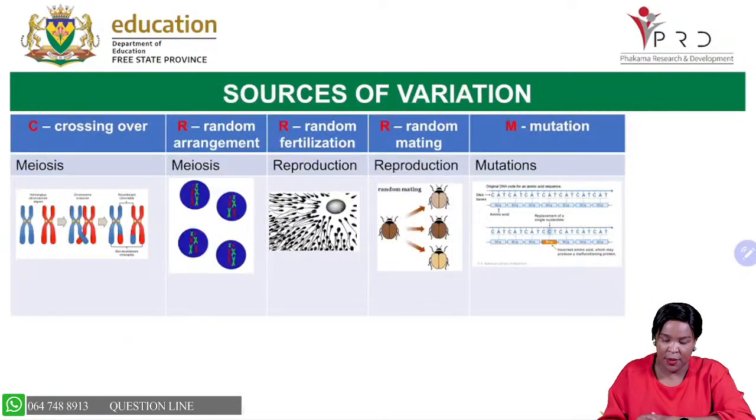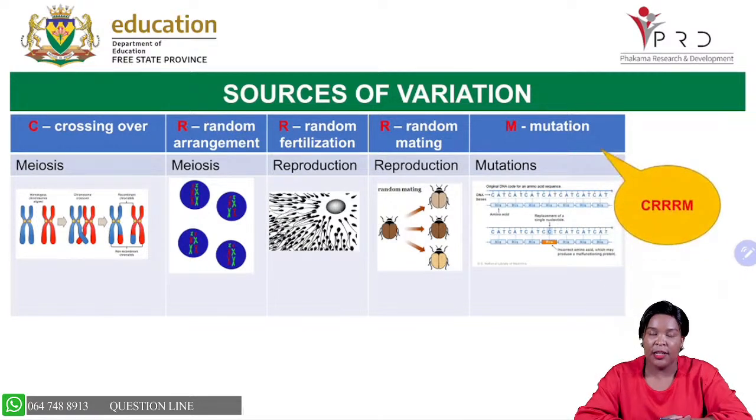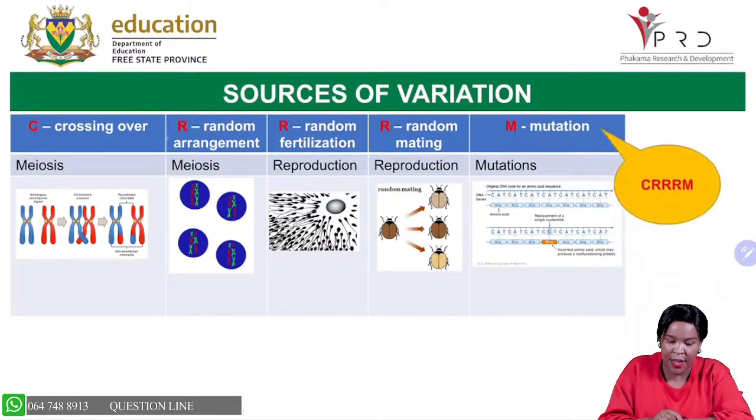Then moving on. On this one, sources of variation. This question can arise in the topic of evolution, and it can also come in the topic of meiosis. So when they ask you, what are the sources of variation? What brings about variation in the species? You must be able to mention all these sources. There are 5 sources of variation.